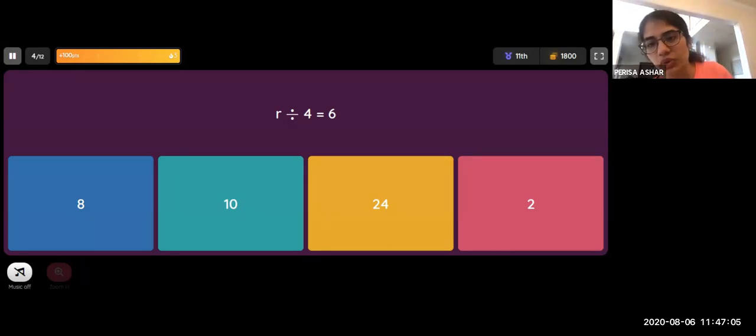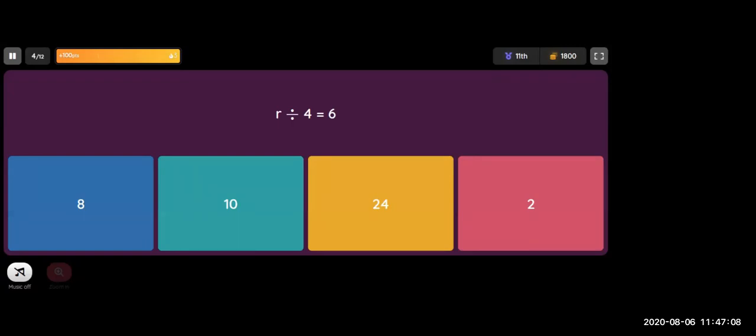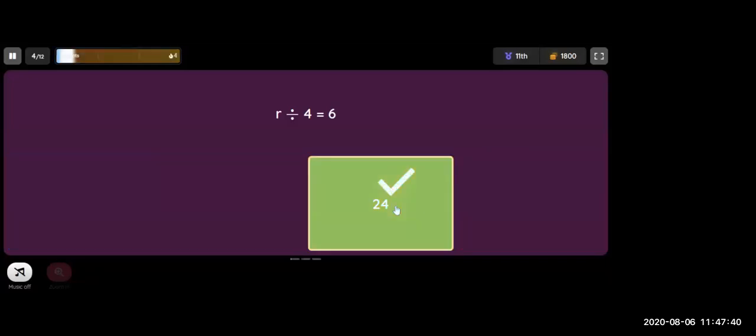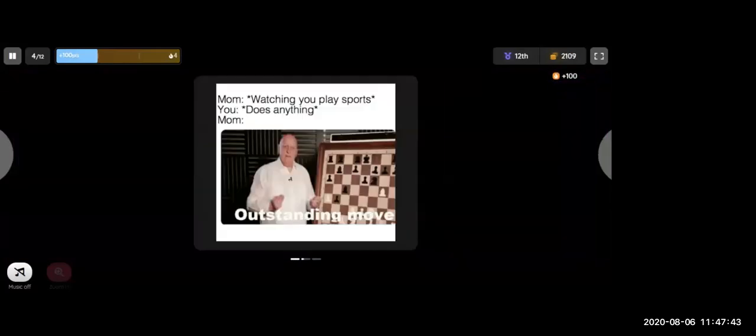So r equals 24. If someone doesn't know how to solve the equation, you can think about it like this. 8 divided by 4 equals 2, so that can't be the right answer. 10 divided by 4 isn't a whole number. It's going to be a decimal, so that can't be the answer. Then if you do 24 divided by 4, you get 6. So that is the right answer, if you want to think about it from a different standpoint. But good job to the people who did get it.